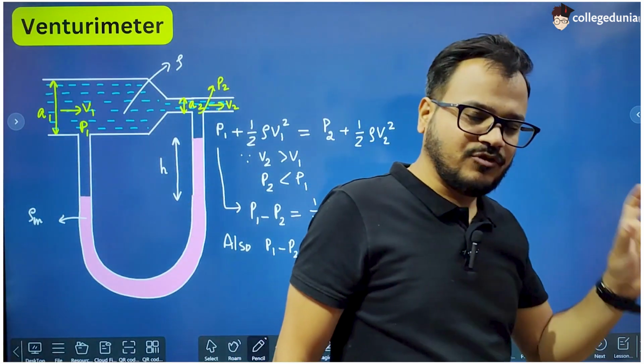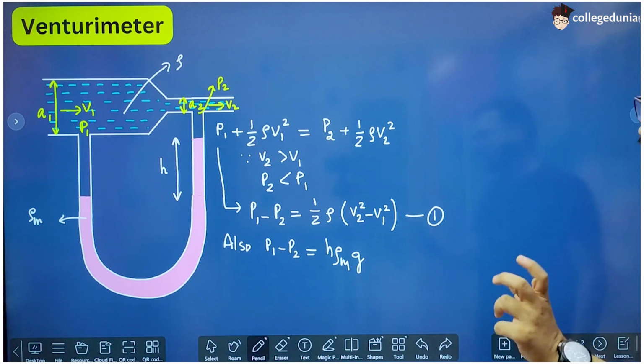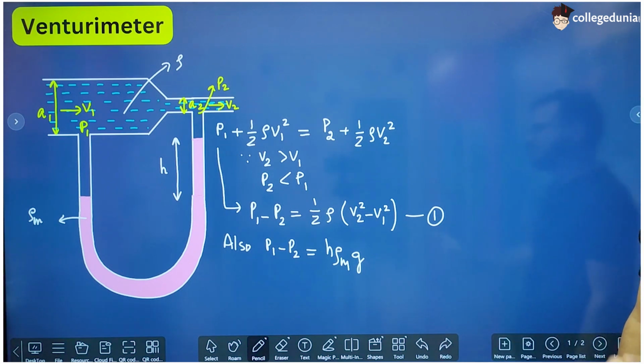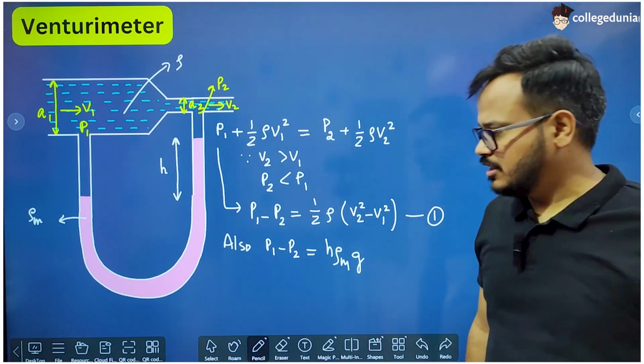All these concepts are from the same chapter, so there are 4 or 5 fundamental concepts which we are using to explain the working of the Venturimeter. We cannot explain all the concepts in detail because this video is targeting just the working of the Venturimeter, right?